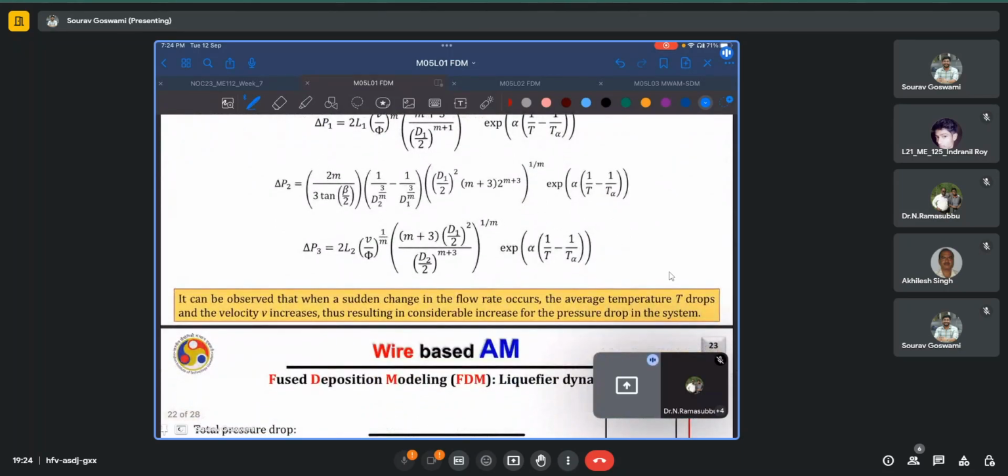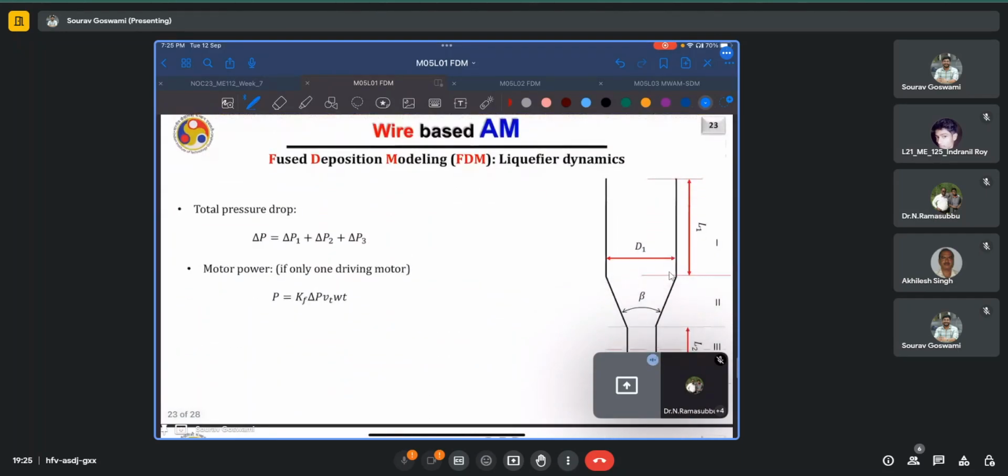And even from our calculations and the formulas that were derived, we can observe that when a sudden change in the flow rate occurs, the average temperature T drops and the velocity V increases. Thus, the pressure drop also increases. When the pressure drop is increased, to counter this, the compressive force that I'm applying on the filament at the entry to the liquefier also has to be compensated for, and it will increase.